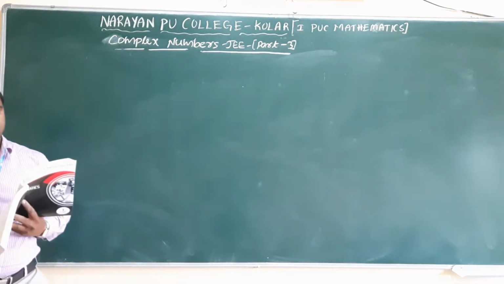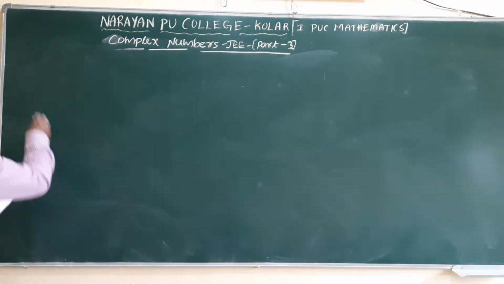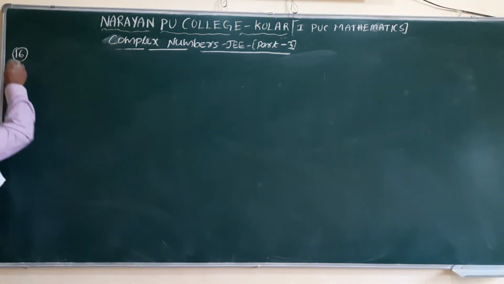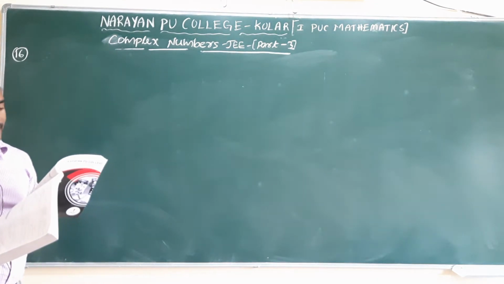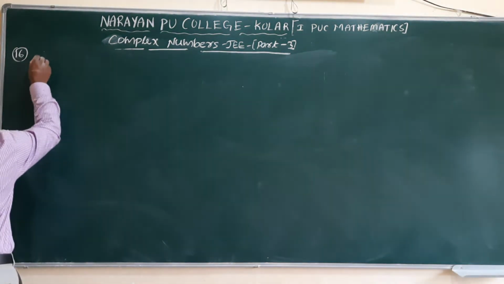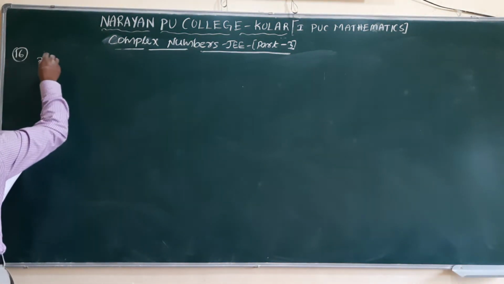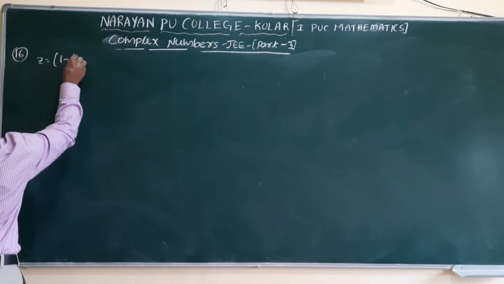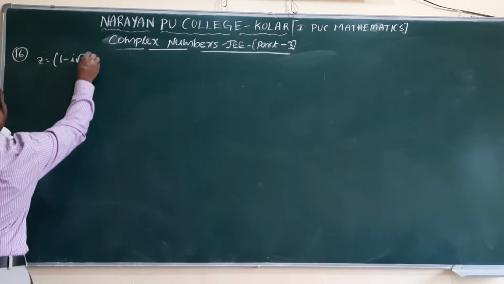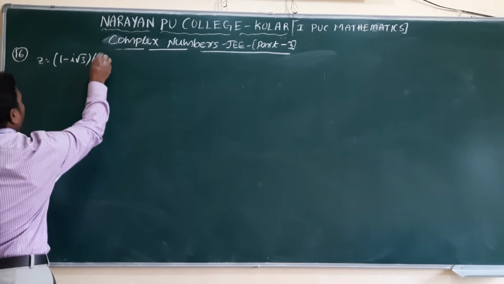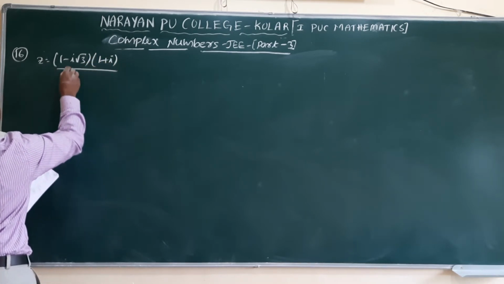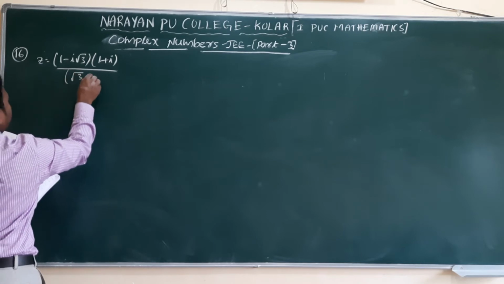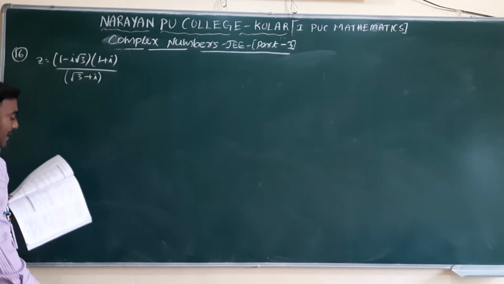In question number 16, in the Argand plane, the point corresponding to (1 minus i root 3)(1 plus i) divided by (square root of 3 plus i) lies in.